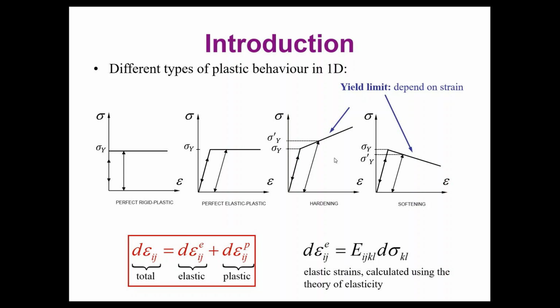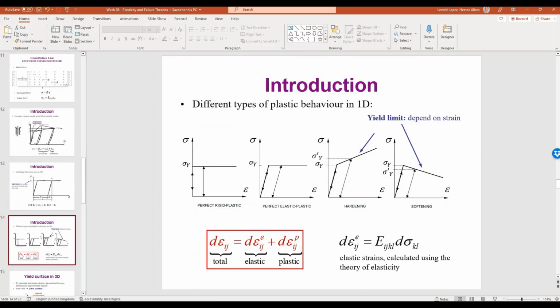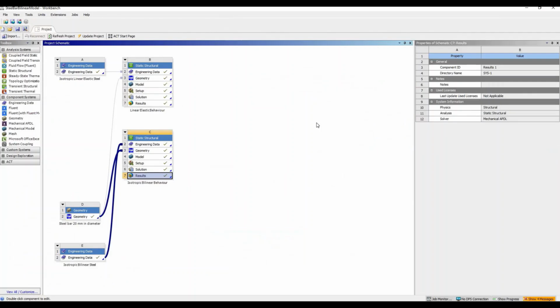So now we have a little bit more understanding of what these concepts are in the one-dimensional space. We can study the three-dimensional space by using software. So I'm going to open the model I have created in Ansys Workbench now. What I have done is I have created a very simple geometry that simulates the test in one dimension in the lab on a bar.